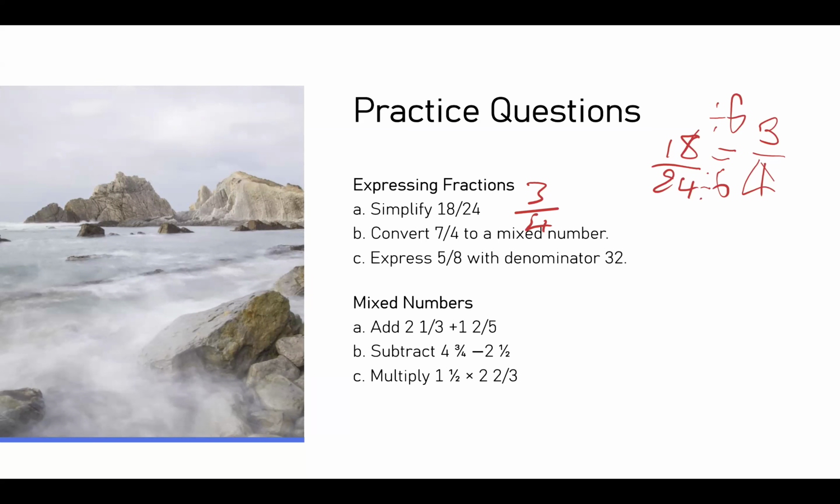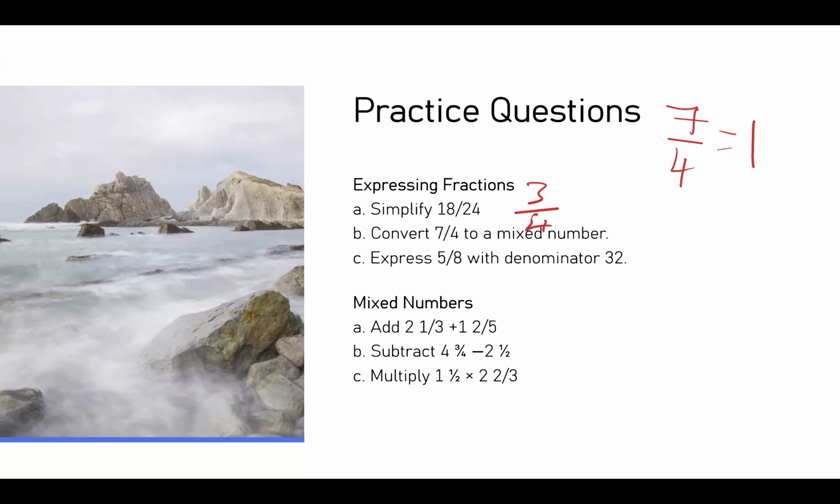Convert 7 over 4 to a mixed number. To convert into a mixed number, the method I take is with 7 over 4. We see how many times 4 goes into 7. It's only once, because 4 times 2 is 8. So 1 would be the big number. And then we see what's left over.